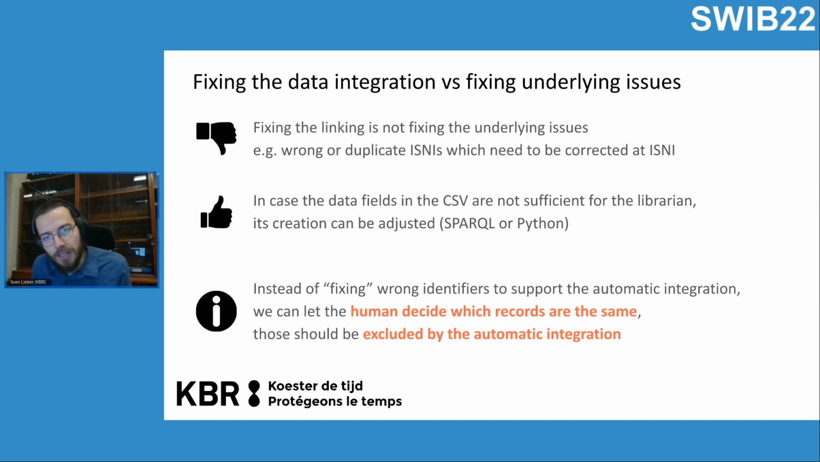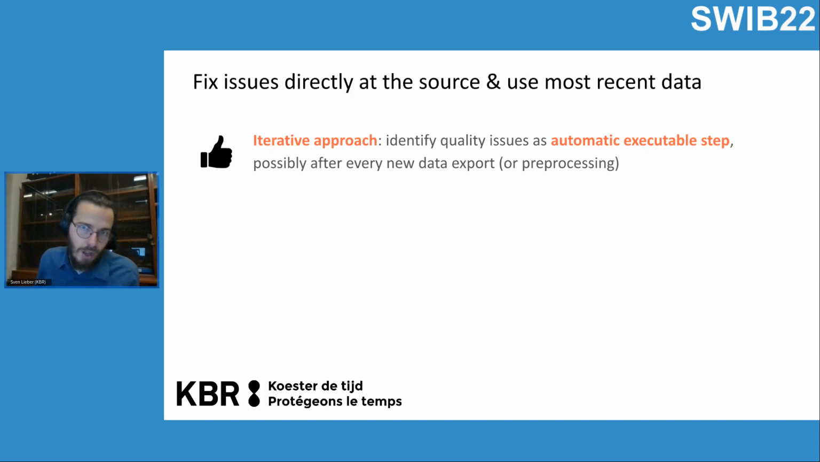But we also have seen that instead of fixing the wrong identifiers, it might be useful that the human just decides: this KBR person with this ID is this PNF person with this ID. And we use this as some hard links, which are excluded from our automatic integration with identifiers.